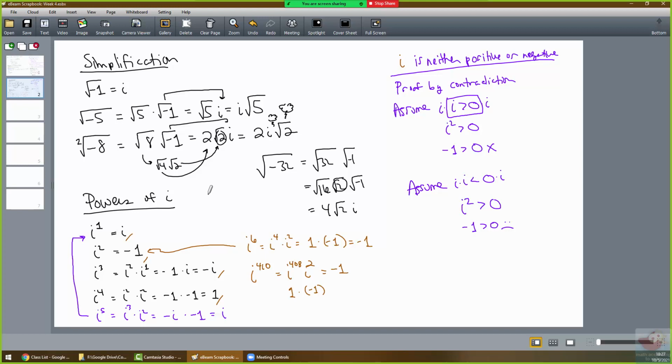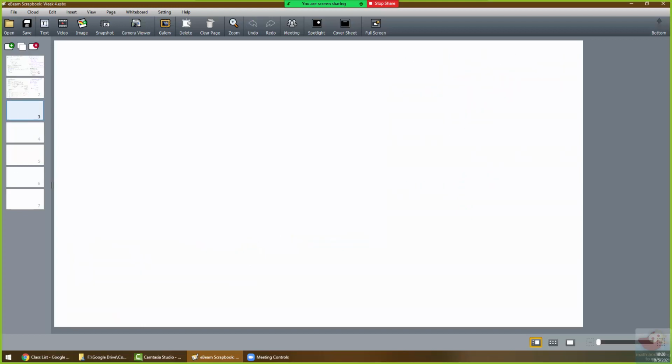All right, so that's adding, subtracting, multiplying. Next up is division. I'm going to switch to the next slide if that's okay. Before we talk about division, we have to talk about the conjugate. You probably heard this phrase before when dealing with square roots. It's the same thing for an imaginary number. The conjugate of a plus bi is a minus bi.